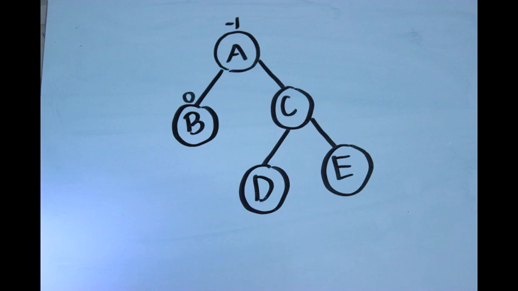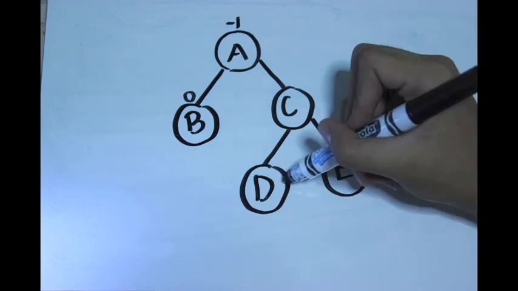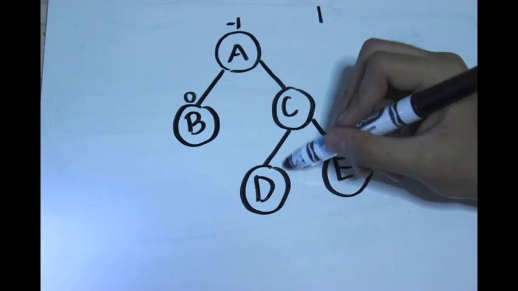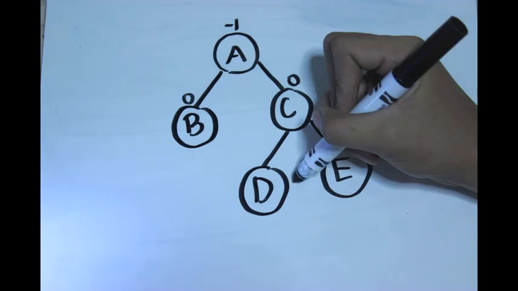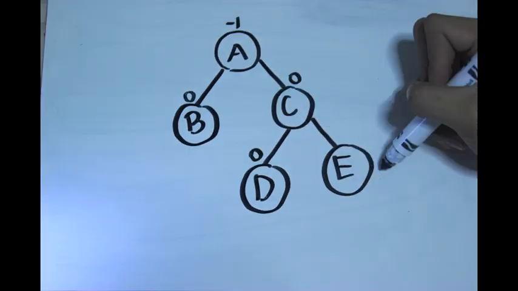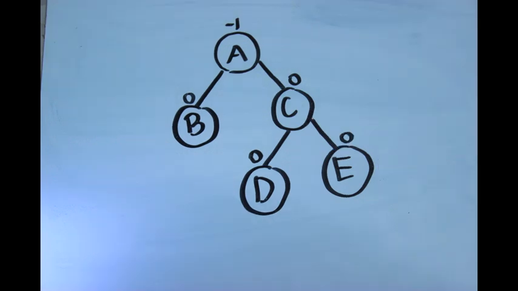Let's check the balance factor of C. Let's go to its left subtree. Since its left subtree only has a height of 1, we put down 1. Now, we check its right subtree. Its right subtree also has a height of 1. Now let's check D and E. Since D has no child and E has no child, we can say that they both have balance factors of 0.